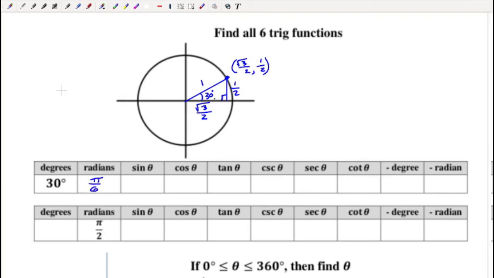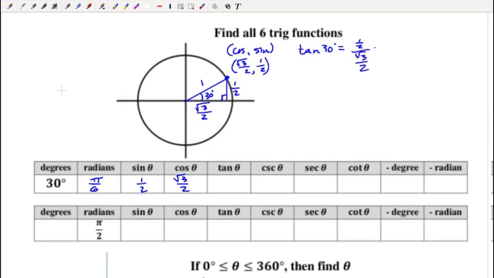Sine theta, you could either go, okay, sine is opposite over hypotenuse, or you can go, like, the point is cos comma sine. In either case, you're going to get sine is 1/2. Cosine adjacent over hypotenuse, or it's the x-coordinate is √3/2. Tangent theta is opposite over adjacent, or you could also say it's sine over cosine. So tan of 30 degrees, if I go opposite, is 1/2 over adjacent, √3/2.